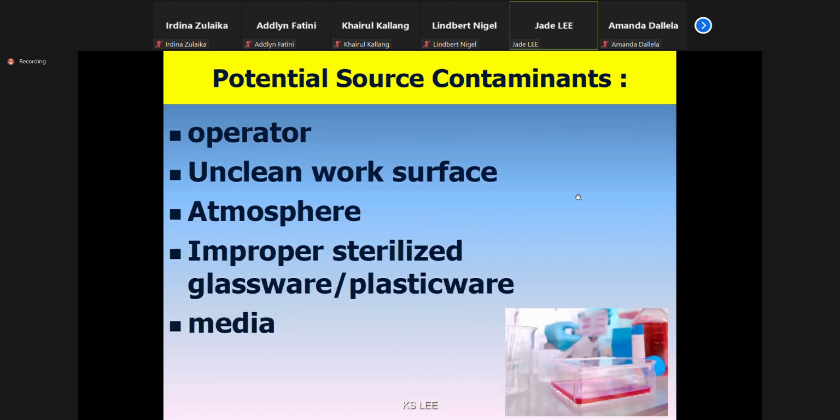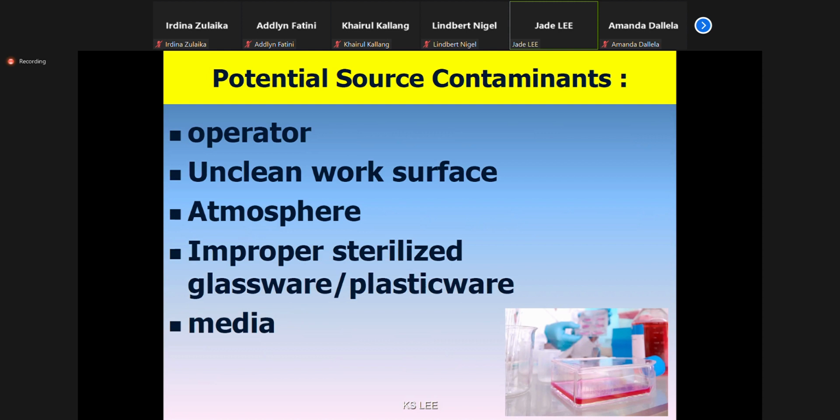So what are the potential sources of contaminants? First is the operator. You are the operator. Students, you are the operators. So when you conduct your experiment, you need to make sure that you are clean enough. Okay, for example, for ladies, if you have long hair, you need to tie it up and put a cap on. Because the long hair, if you don't tie it up, may trap dust.